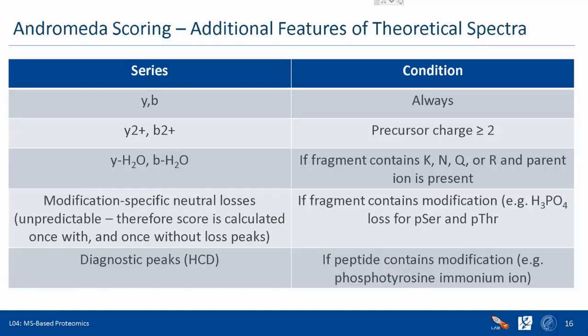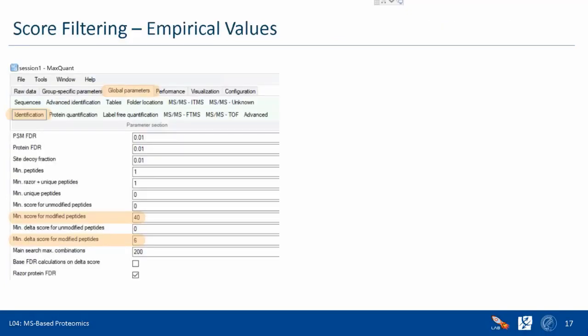Actually, it's searched for twice. So the score is calculated once with and without those loss peaks. And it will also look for these diagnostic peaks, like this phosphotyrosine ammonium ion.